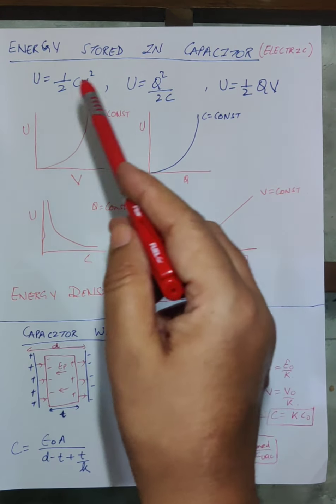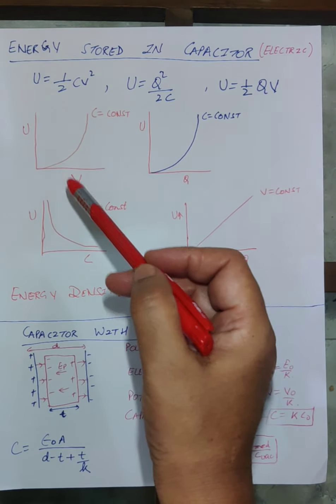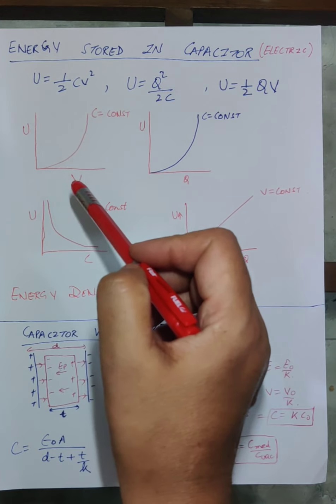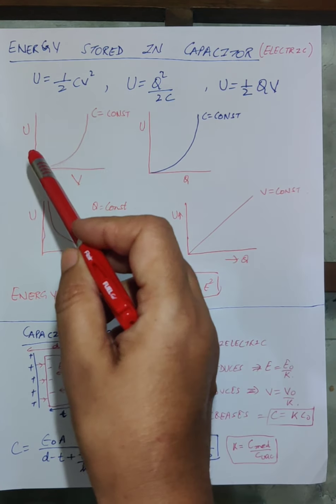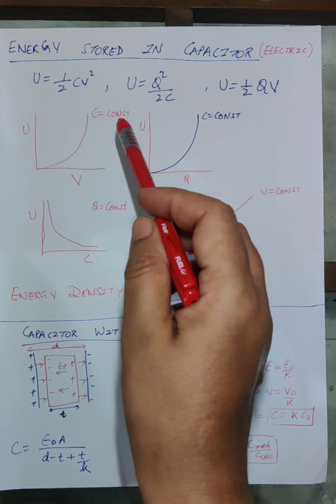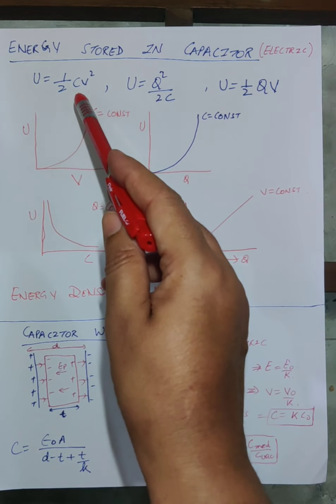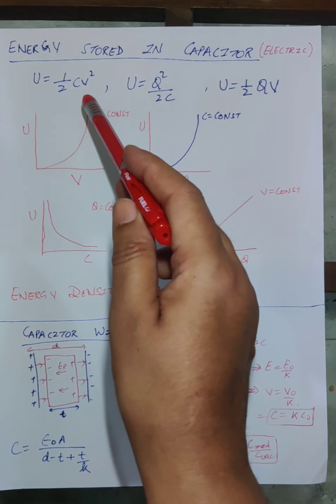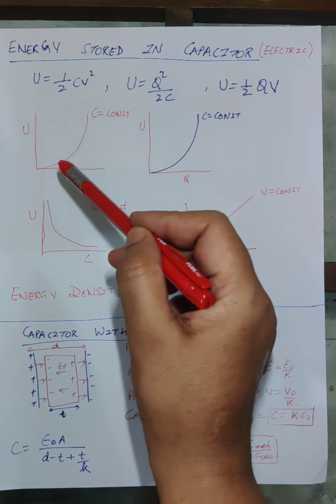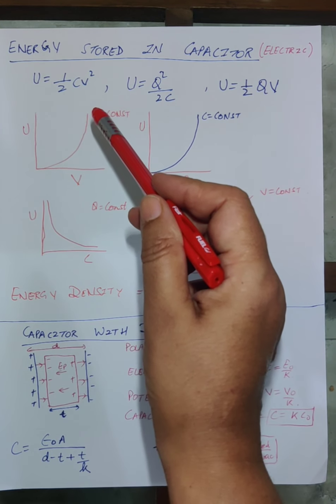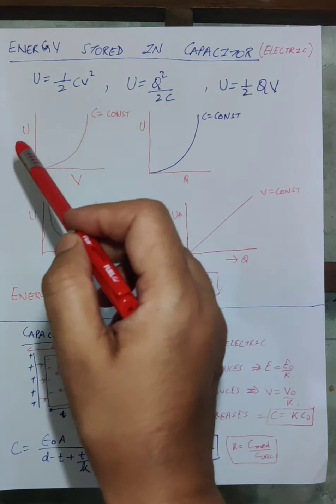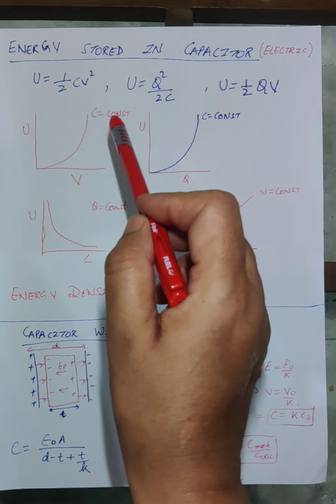Now say if the question comes that you have to plot a graph between U and V. To plot the graph between U and V, what are you keeping? C constant. As C is constant, that means my U is directly proportional to V square. So your graph will be a parabola. See that very clearly: graph between U and V keeping C constant.